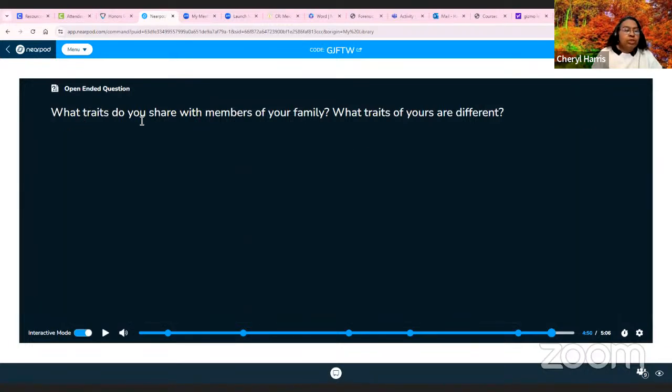Question. What traits do you share with members of your family? What traits of yours are different? And this is a personal question. So you just meditate for a minute. You can't Google this answer. So this is about you. What traits do you share with your family members, and what trait do you have that is different?